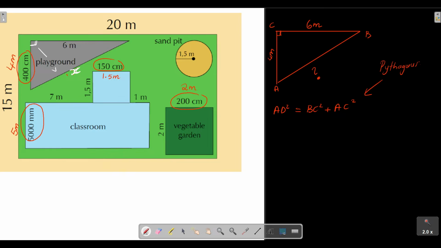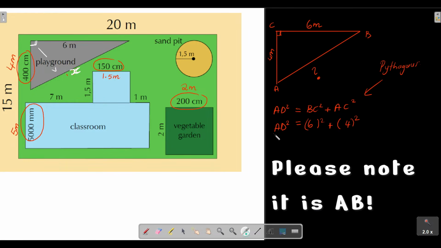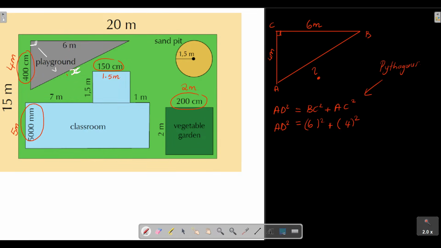Very important. From there, let's find that side quickly. What is our BC squared? We're just going to substitute. It is 6 meters, so it's 6 all squared plus what is AC? AC is 4 all squared. Then we are trying to solve for AD squared. How can we isolate AD? We can already see that AD is not on its own because we've got that 2 there. So how can we get rid of that 2 correctly, mathematically?